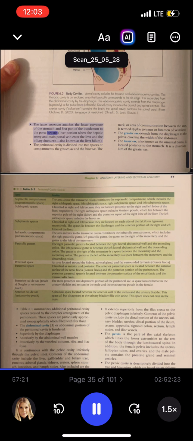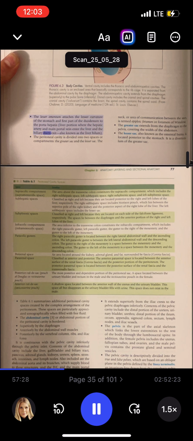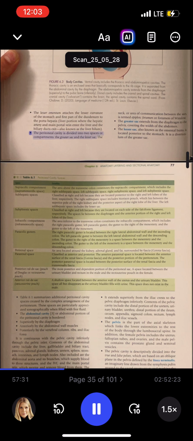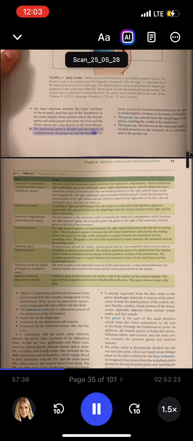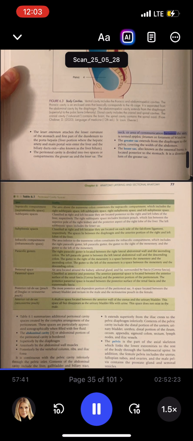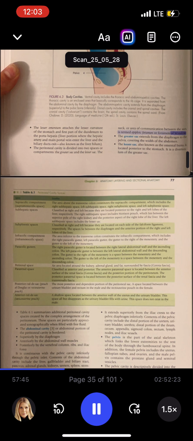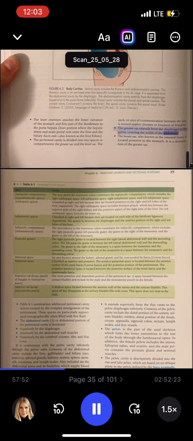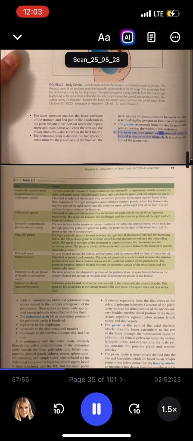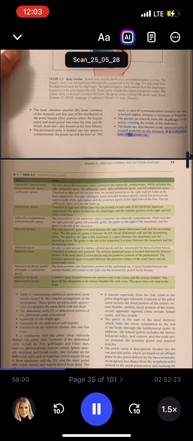the porta hepatis, liver portion, where the hepatic artery and main portal vein enter the liver and the biliary ducts exit, also known as the liver hilum. The peritoneal cavity is divided into two spaces or compartments, the greater sac and the lesser sac. The neck, or area of communication between the sacs, is termed epiploic foramen, or foramen of Winslow. The greater sac extends from the diaphragm to the pelvis, covering the width of the abdomen. The lesser sac, also known as the omental bursa, is located posterior to the stomach. It is a diverticulum of the greater sac.